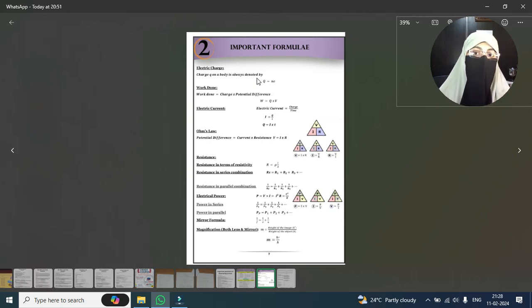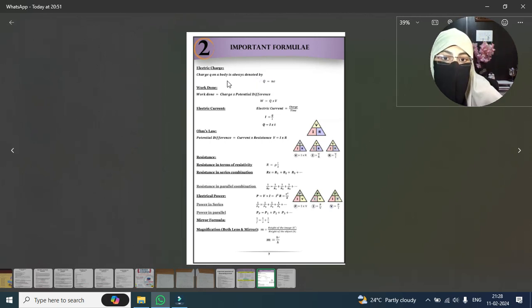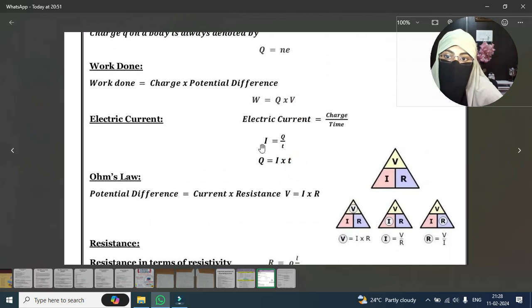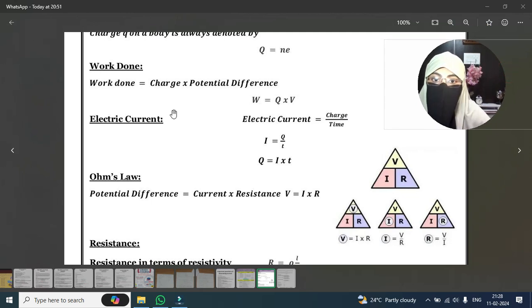Coming on to the work done, it is charge into potential difference. So charge, you can find out using the electric current formula, that is I equals Q by T. So you can remember I equals Q by T. If you want to find out Q, then Q will be I into T. Like that you need to substitute the formulas.